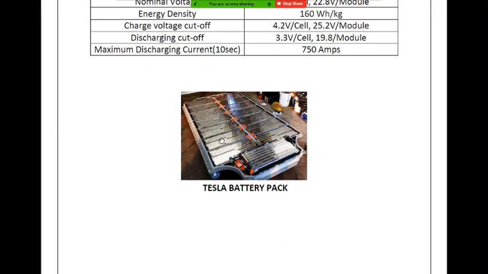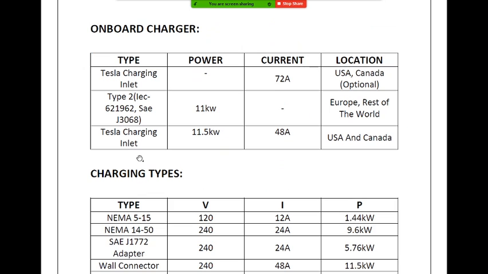If I talk about the battery in Tesla, I should talk about the charger, how it is done, and in different parts of the world, different types of charging are followed. So, onboard charger. Usually electric vehicles have onboard chargers, and the Tesla has three types. One is the Tesla charging inlet, and the current used for that is 72 amperes, and it is located in USA and Canada.